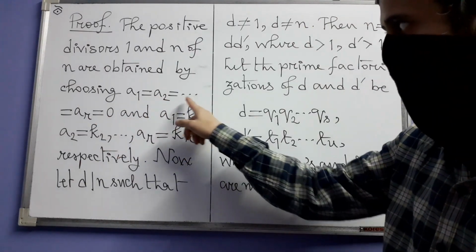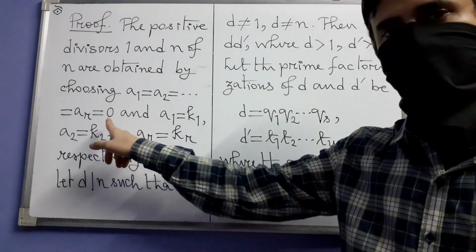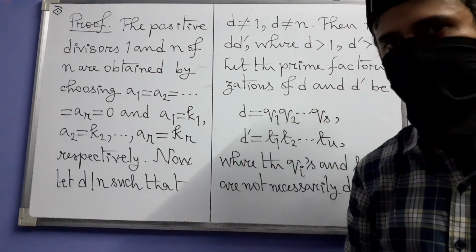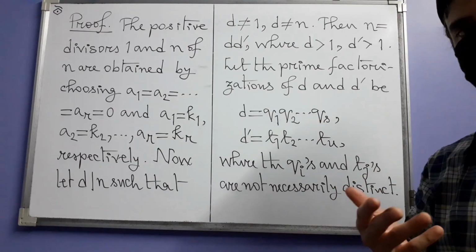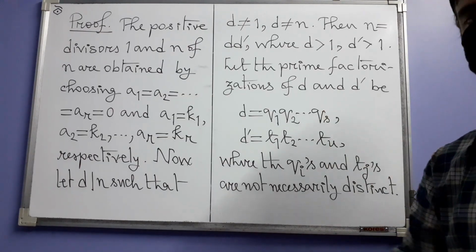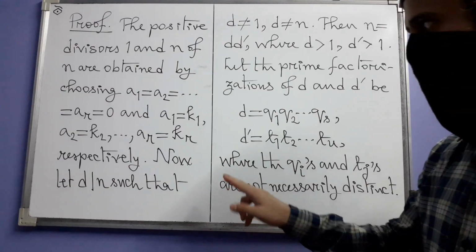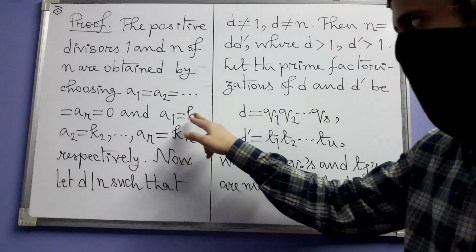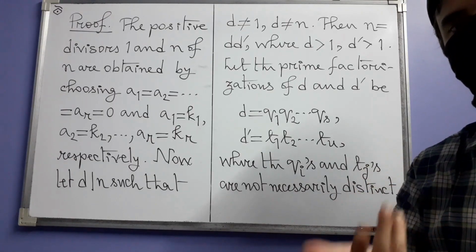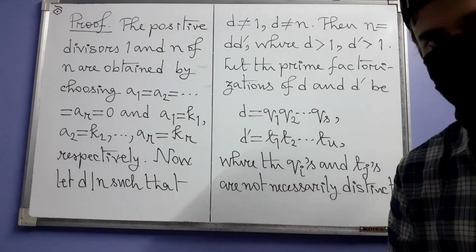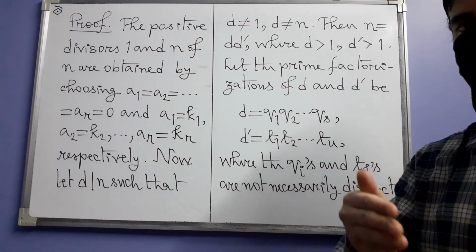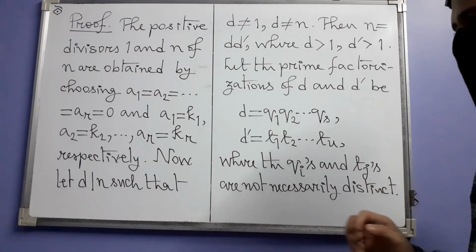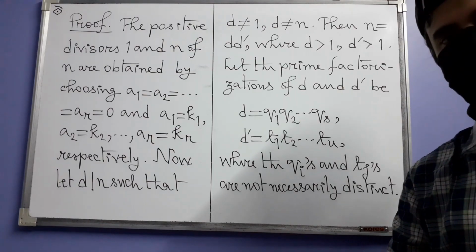If you choose all the exponents to be equal to 0, then you are getting the number 1 as that d. In other words, 1 is of that form. Similarly, if you make this choice of the ai's, that each ai is say equal to ki, then you get n itself. So the positive divisor n of n is also of that form. So that leaves us with the non-trivial cases.